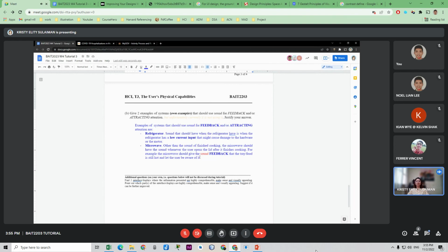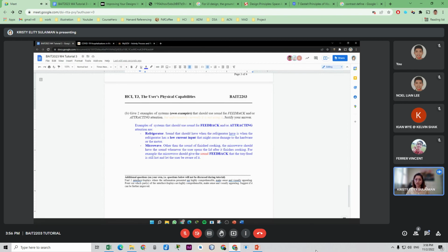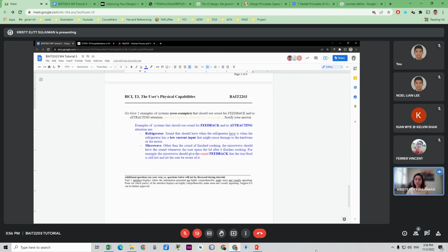Projector. If you have worked with projectors, all the projectors we have worked with before don't have sound. You keep pressing the button, right? You also don't know if it's on or off already, so it should provide sound. And also another one, like the vending machine. The answer that I have here gives an example of a vending machine.